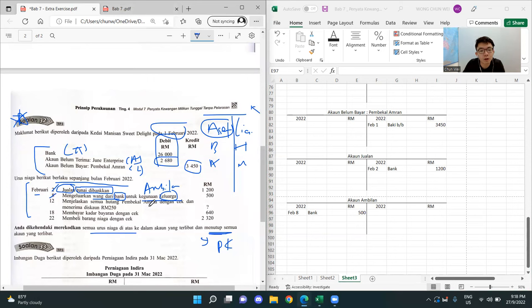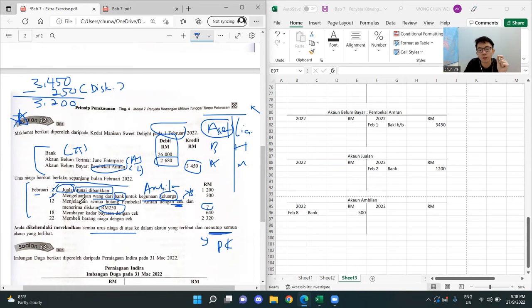Menjelaskan semua hutang pembekal Amran. Pembekal Amran. Dengan cek. Cek means bank. Dan menerima discount 250. Okay, but then they didn't show how much. So you have to do your own calculation. Alright? How much ialah ABB pembekal Amran? 3,450. Okay. And then dia cakap menerima discount 250. So you minus 250. Because how much? 3,200. So this is the discount. So selepas discount, ada hutang 3,200 ringgit.